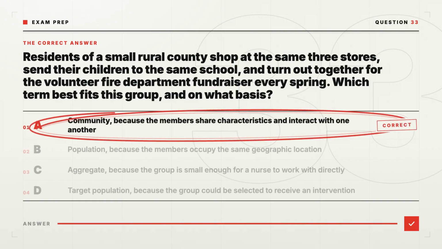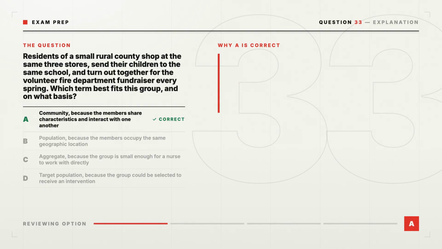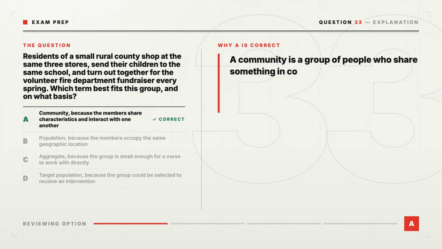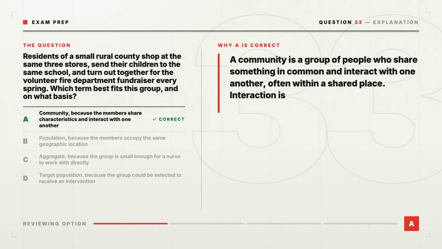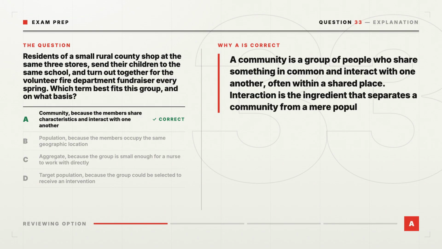The correct answer is A. Community, because the members share characteristics and interact with one another. A is correct because a community is a group of people who share something in common and interact with one another, often within a shared place. Interaction is the ingredient that separates a community from a mere population, and the stem supplies 3 separate examples of it. Shared institutions and civic life are the classic markers.